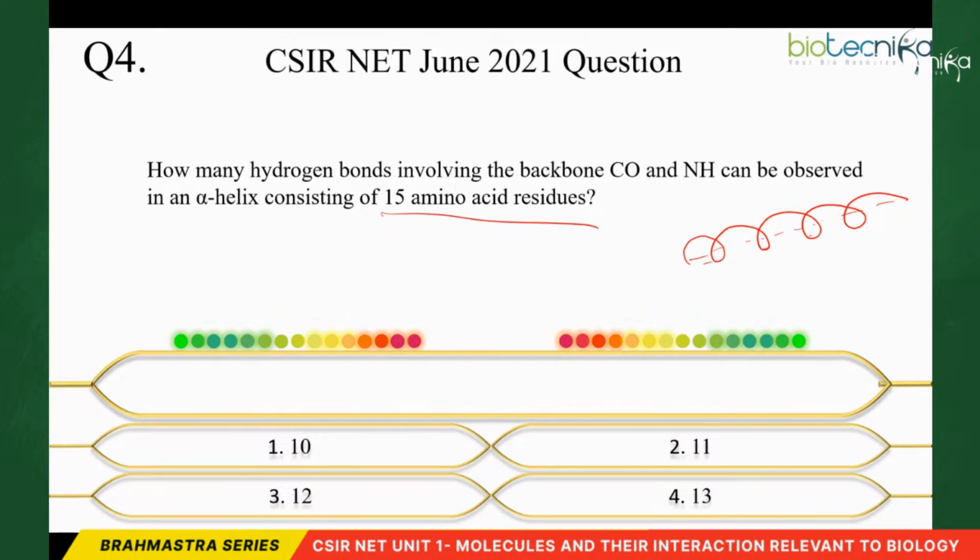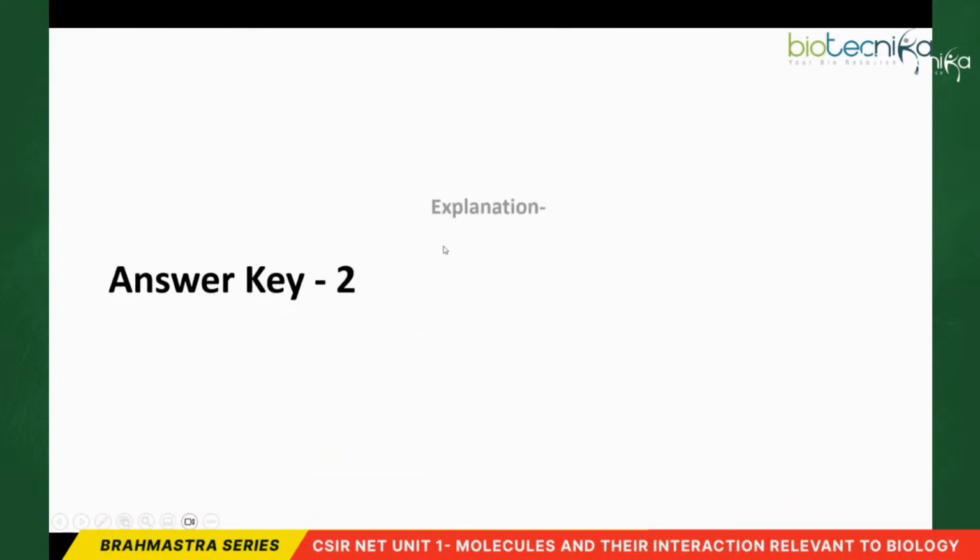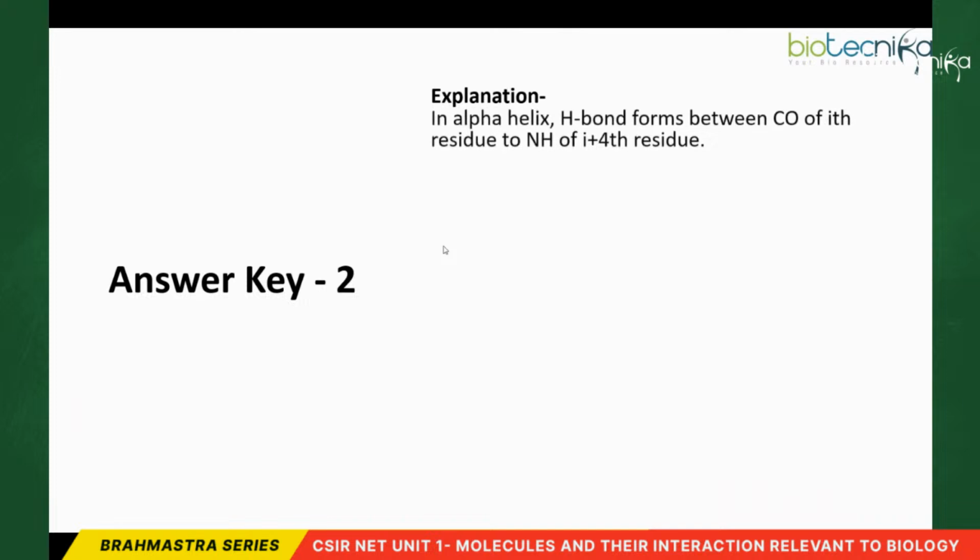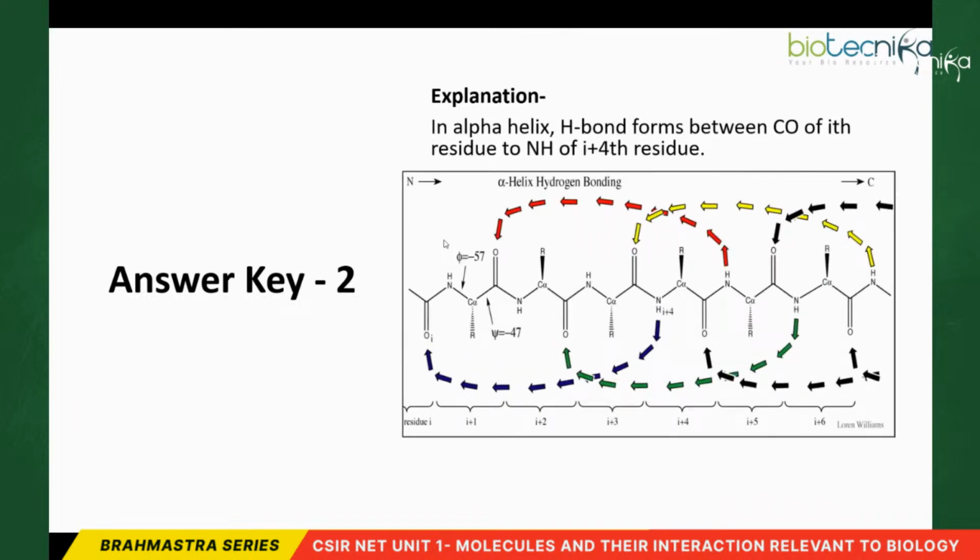That is the question. So for this you should first know the pattern of hydrogen bonds. Yes, Malini, very good, the answer is right. In an alpha helix, the hydrogen bond forms between the CO of the ith residue and the NH of the I plus fourth residue. Here we have the CO group. This is the first amino acid, then this is the second amino acid. You can see between the first and second, the peptide bond is formed.